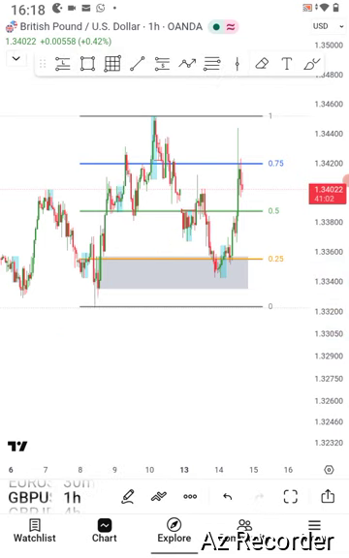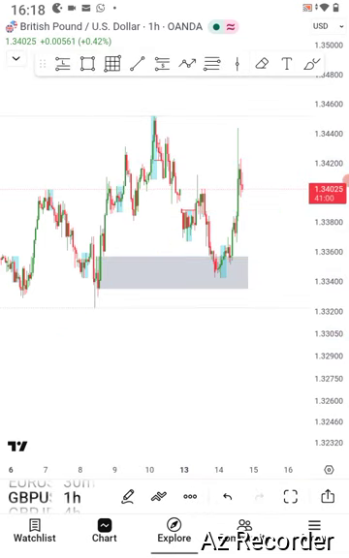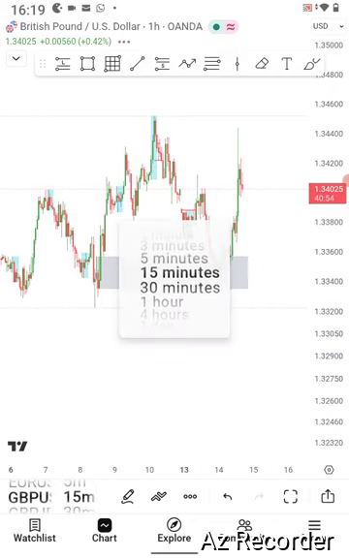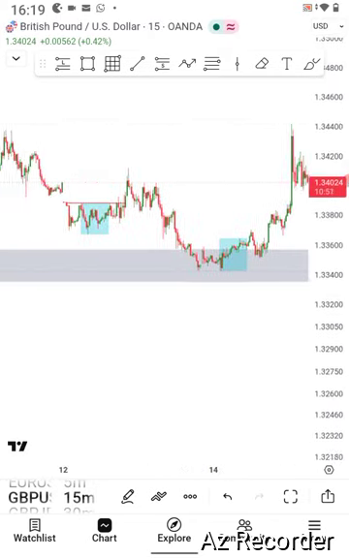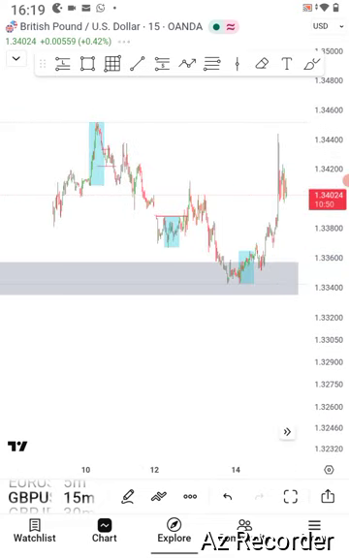Now you are not seeing it clearly. Let me remove this. You are not seeing it clearly here, this shift in market structure. So usually what I do is that once I've seen this, I go to 15 minutes time frame, lower time frame, to refine and see the order block clearly.